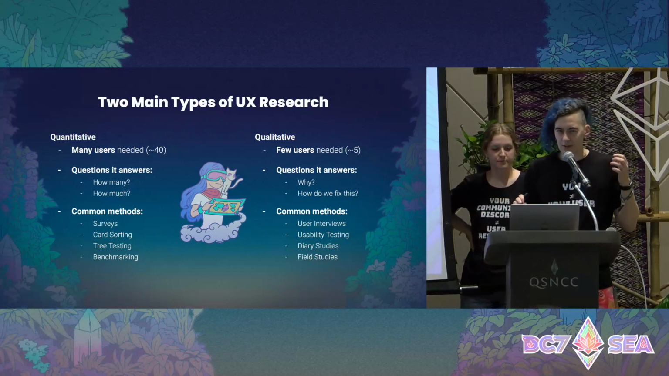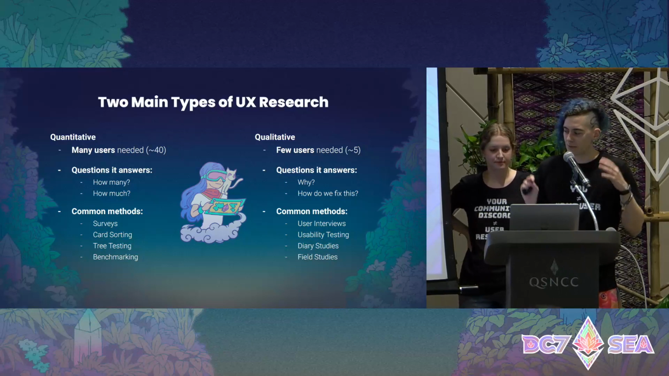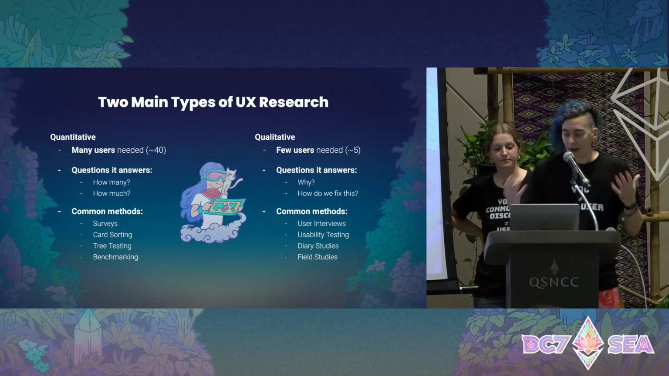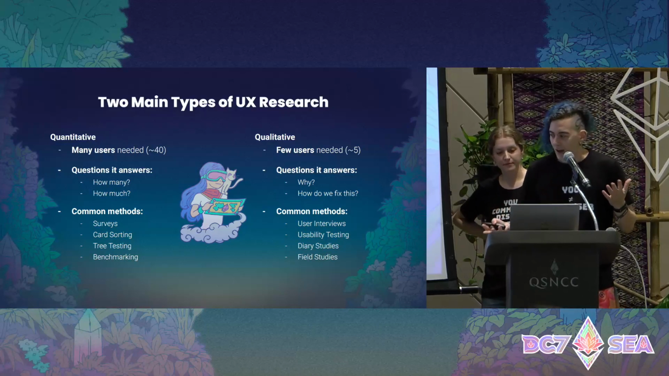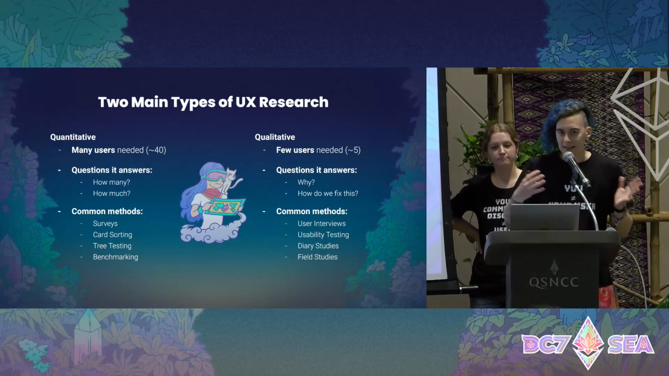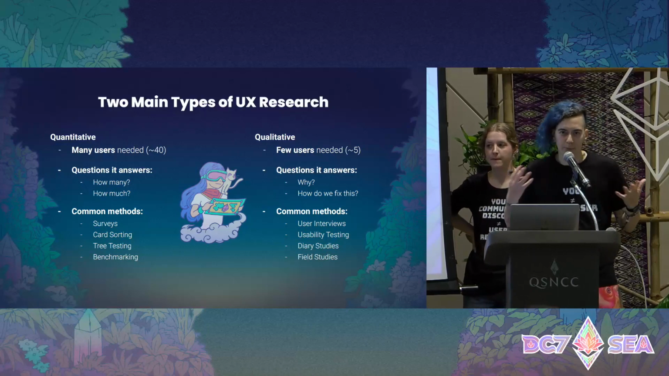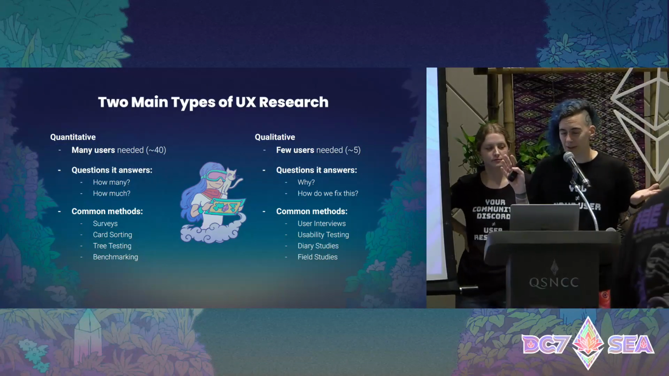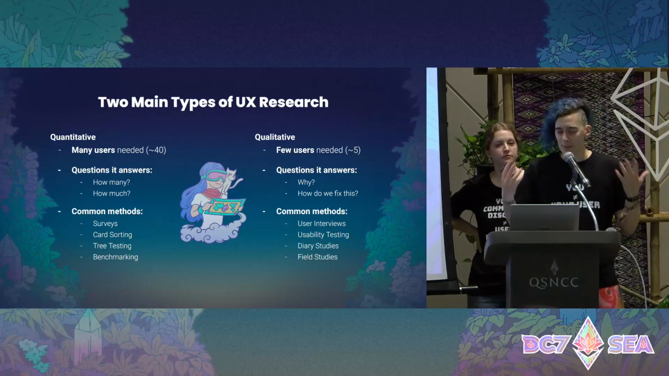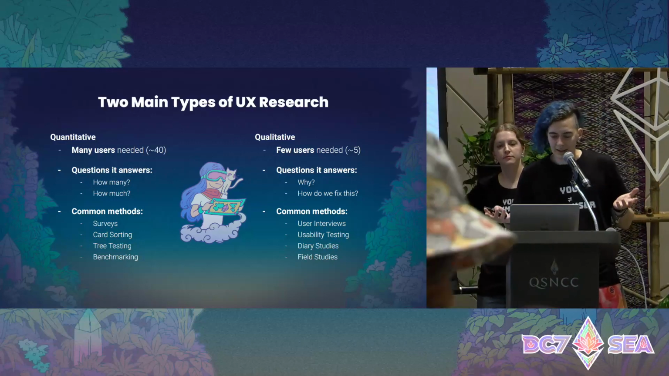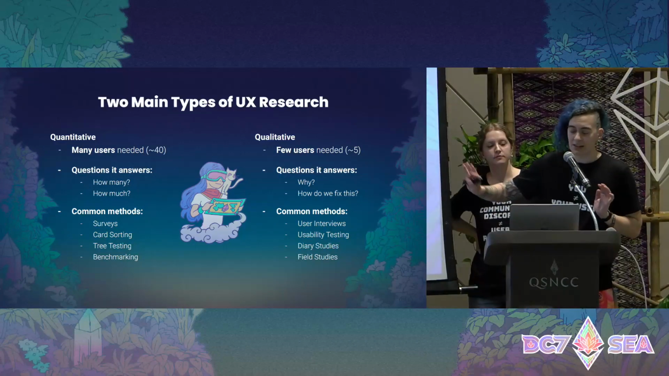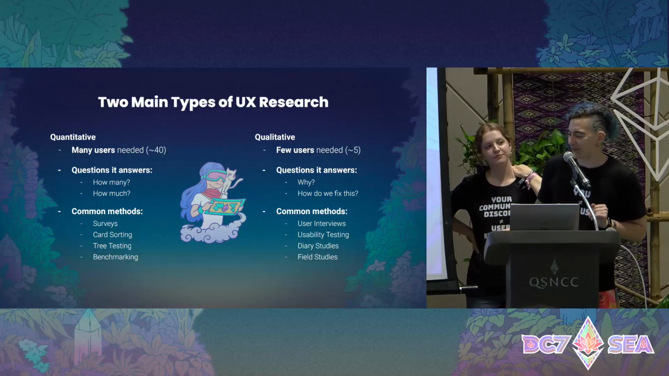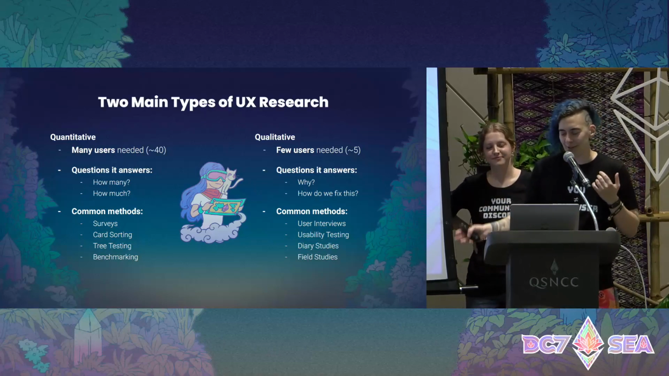And the kind of questions you might get answers for in terms of qualitative research is, why is this happening? Why are our users behaving a certain way? How do we fix that? Is this solution suitable? How do people feel about it? And common methods for qualitative research include user interviews, usability testing, diary studies, field studies. Again, this is not an exhaustive list at all. People have been really creative in terms of coming up with different ways to conduct research.